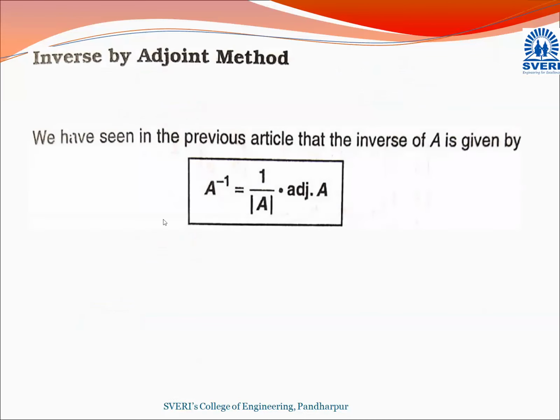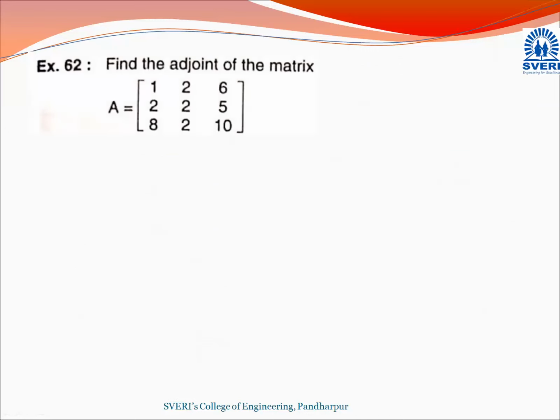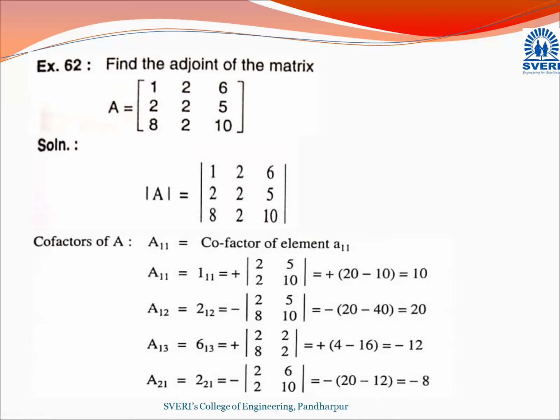Inverse by adjoint method. So look at that. Just we have taken that example. A inverse is equal to 1 upon determinant of A into adjoint of A. So in this, we can find out easily A inverse. Next example, find the adjoint of the matrix A is equal to 1, 2, 6, 2, 2, 5, 8, 2, 10.